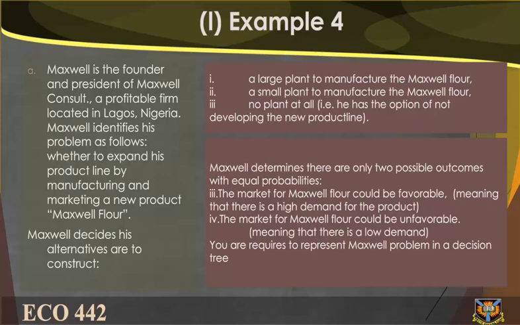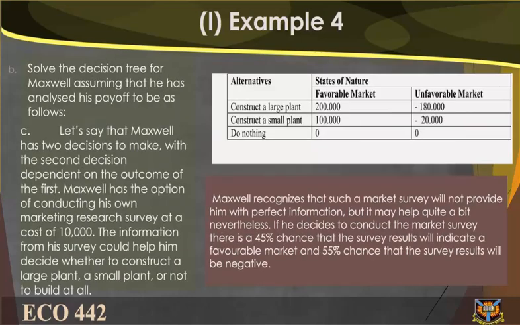Maxwell determines there are only 2 possible outcomes with equal probabilities. 1. The market for Maxwell Flour could be favorable, meaning that there is a high demand for the product. 2. The market for Maxwell Flour could be unfavorable, meaning that there is a low demand. You are required to represent Maxwell's problem in a decision tree. B. Solve the decision tree for Maxwell, assuming that he has analyzed its payoff to be as follows.